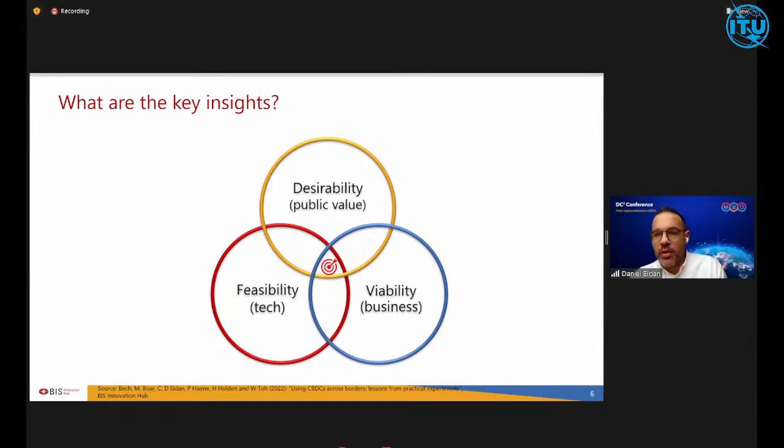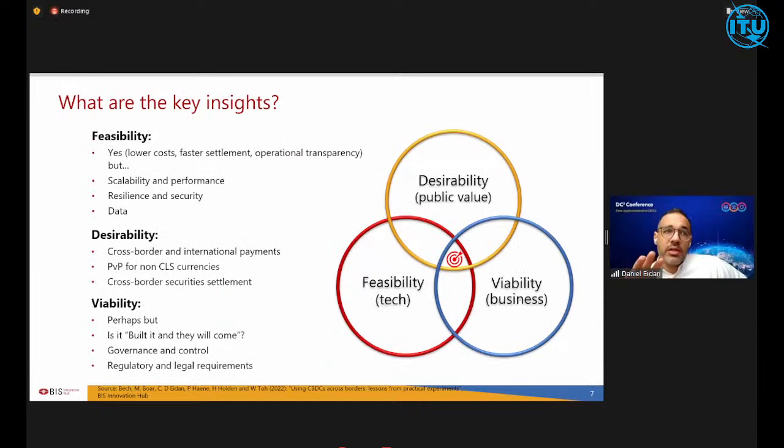Then we proceed in a counterclockwise way to test feasibility of some of these technology platforms and building them ourselves and with the ecosystem. And then last but not least, the viability, considering the fact that there is desire and there is technical feasibility, is there business viability in something like this operating in a real world environment? To summarize what we've learned from these four different experiments and many more that are ongoing currently, on the feasibility side, yes, it's becoming clearer and clearer that these types of central bank digital currency tokenized distributed ledger platforms can provide lower cost, faster settlement, and operational transparency to all of the participants involved.